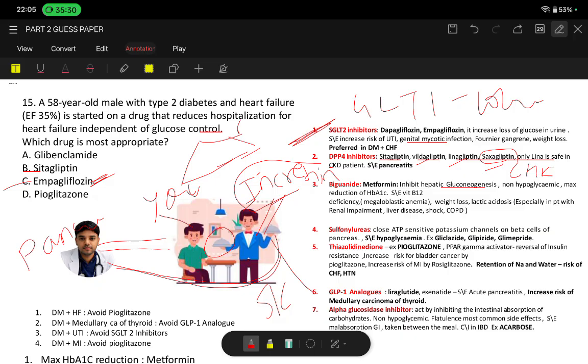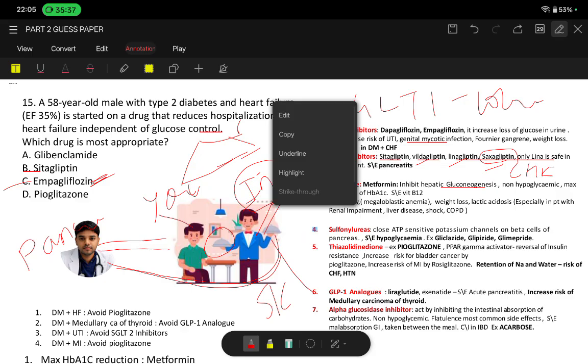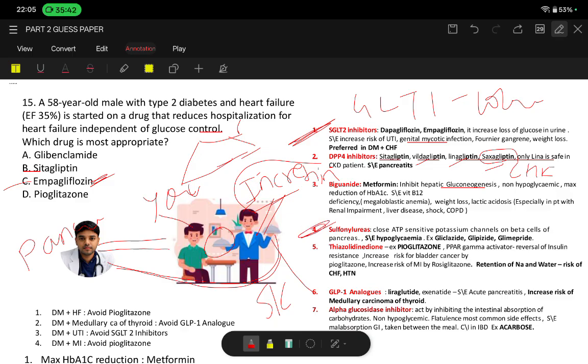It is your sulfonylureas and also your meglitinides. Sulfonylurea has a very high chance of causing hypoglycemia. That's why they will ask you this question. Hypoglycemia, more with the sulfonylureas. Okay? So metformin inhibits hepatic gluconeogenesis. Metformin also causes weight loss.